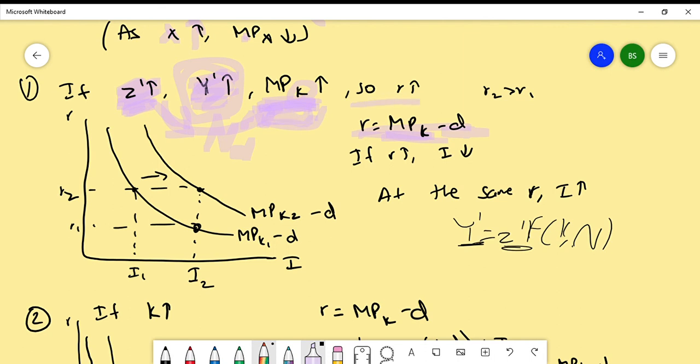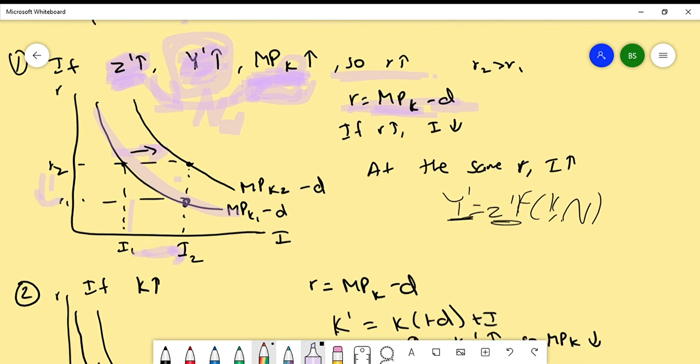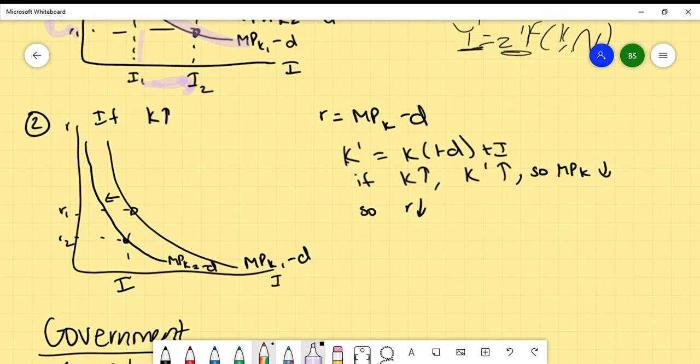So because of that, R increases, because R equals MPK minus D. MPK increases and R increases. So it's just a shift to the right of this MPK minus D curve. So it's a higher interest rate and higher investment. Cool, that's Z. Oh, this is my bad, it's not a lower interest rate because, oh, never mind. I forgot what I said.